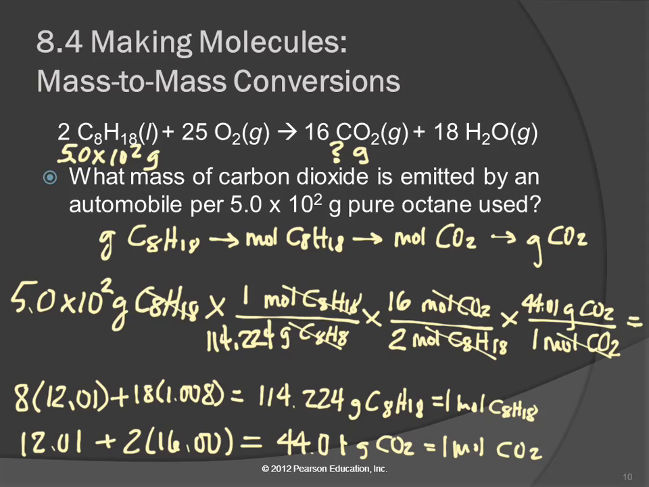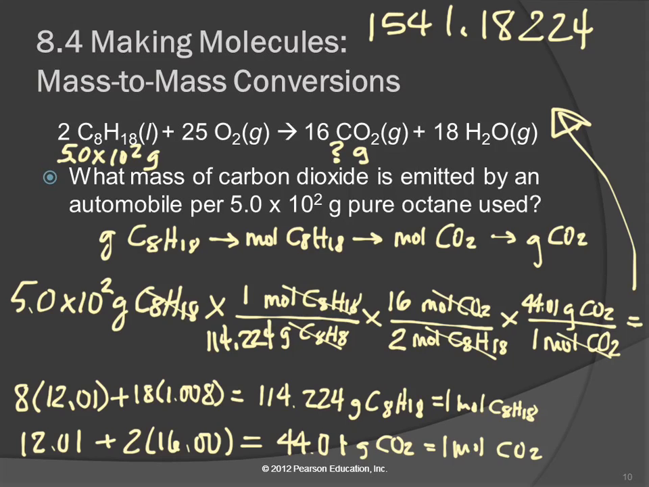So now we've got 5 times 10 to the 2, and I'm going to divide by 114.224. I'm going to multiply by 16, divide by 2, multiply by 44.01. And I'm going to stick this number up here. So my calculator is showing me 1,541.18224. That would be grams, because the unit that didn't get canceled out was grams of CO2.